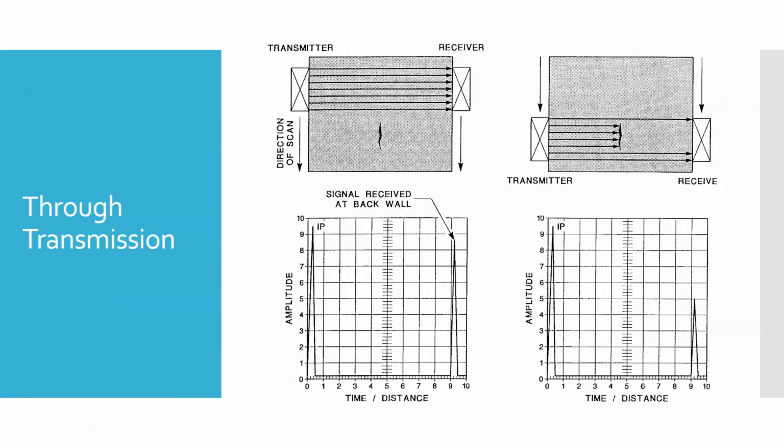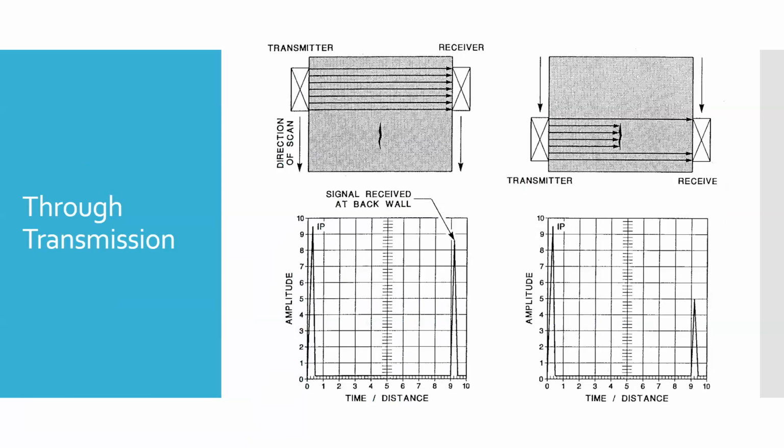Older testers, oftentimes you looked at something more like this. And this just shows they had screens that looked like this, and this is demonstrating what's called through transmission. Remember, in through transmission, we have a transmitter and a receiver. So in a good area or a non-cracked area, ultrasound from the transmitter is going to be able to fairly easily transmit through the part over to the receiver.